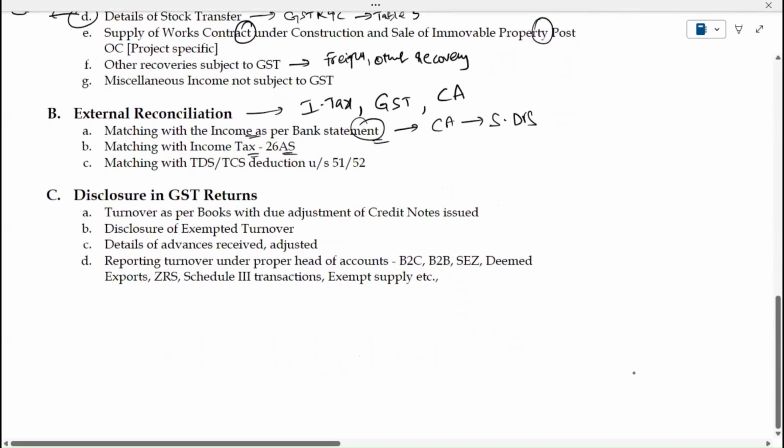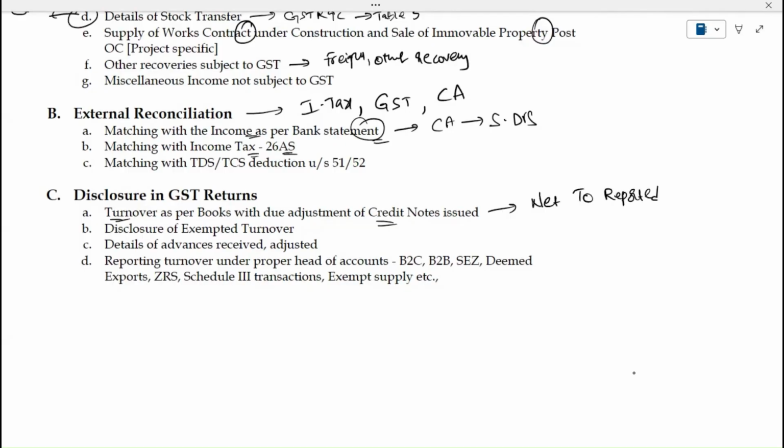Disclosure in GST returns. Now here, my sales, whatever I have shown, what is the turnover? Along with this turnover, what are the credit notes I have adjusted? So what happens if I have not accounted for credit notes? I have an Excel file. I'll explain that. So this is your net turnover reported. If at all credit notes are there from April to February that I forgot to disclose, please report them in March so that your turnover gets adjusted.